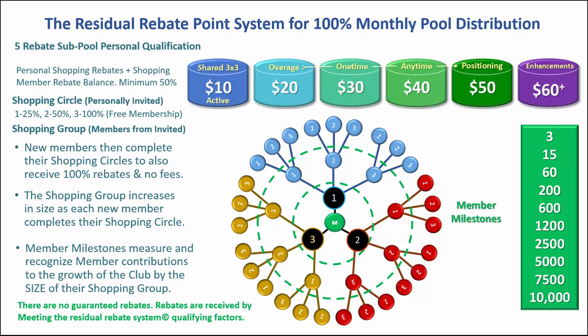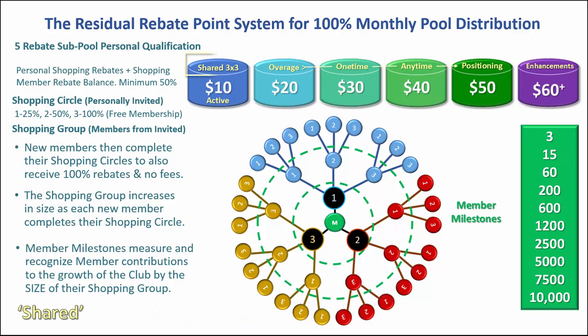Just before I move on to those calculations, I want to talk about 2 more things, but I don't want to spend a lot of time on it. The first is the idea of a shared array. Now, if you look at the very first active member rebate pool, it says shared 3 by 3. And that means that this portion of the rebate plan will grow similarly to what you see on the screen here, 3 by 3. However, anything over $10 is what we call overage.